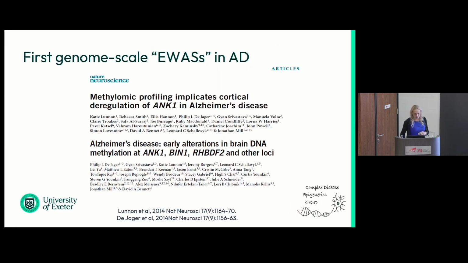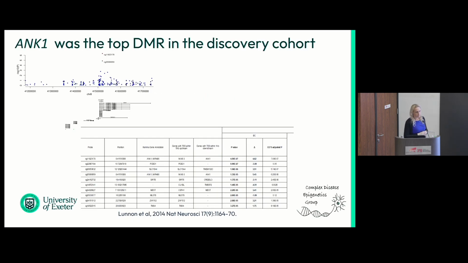So the first studies I want to talk to you about today were the first ones we did, well, 11 years ago now. And we published these back-to-back with another group. These were the first large-scale epigenome-wide association studies undertaken in Alzheimer's disease. Essentially what we did was we took 120 individuals. We looked at 4 different brain regions.